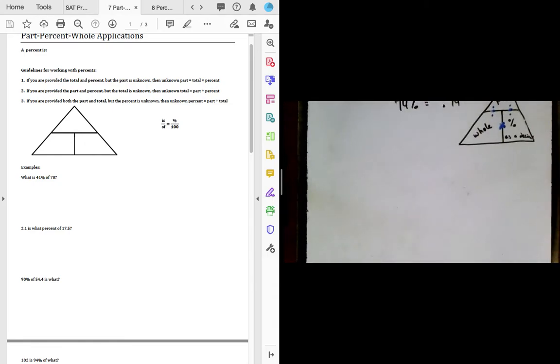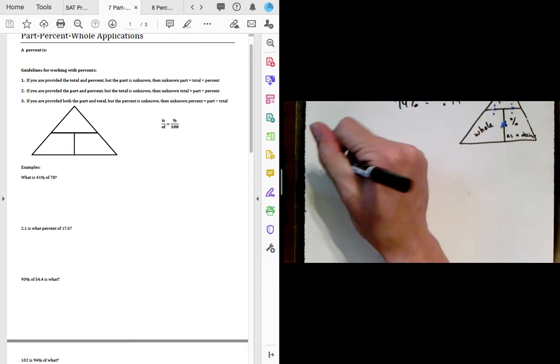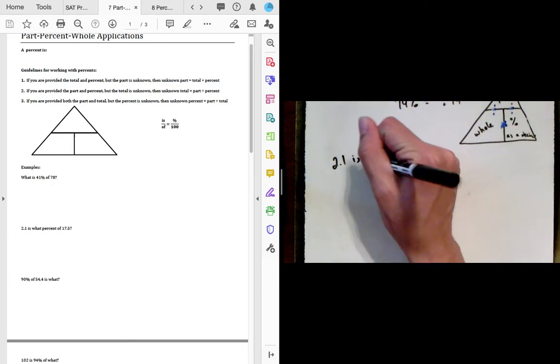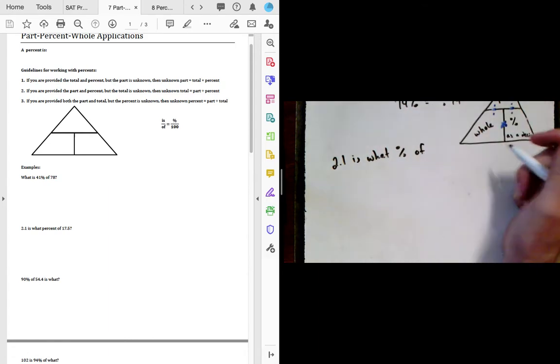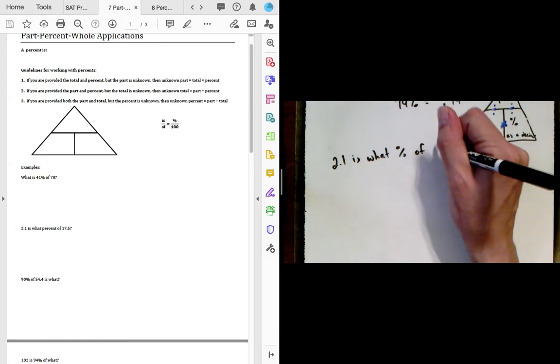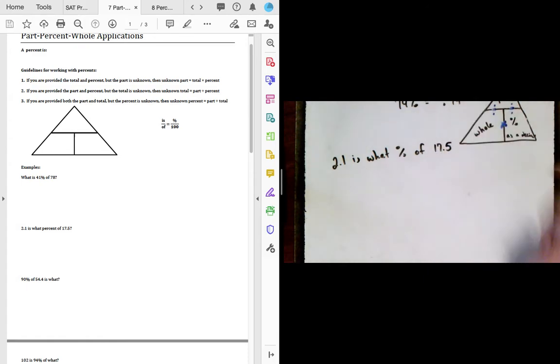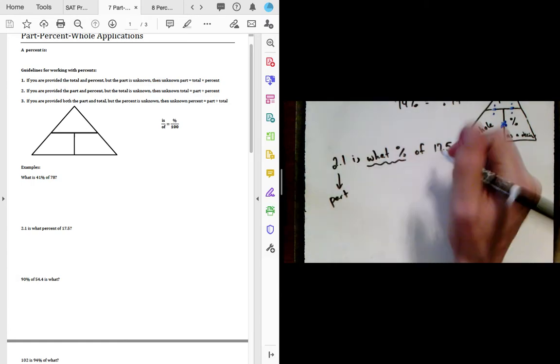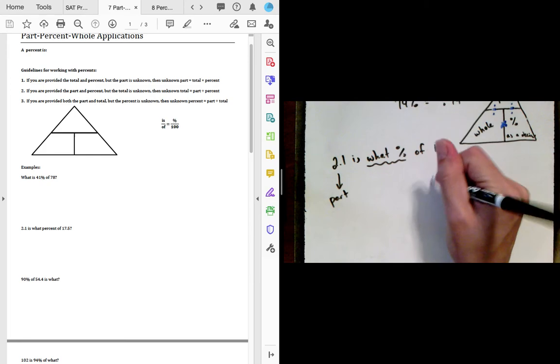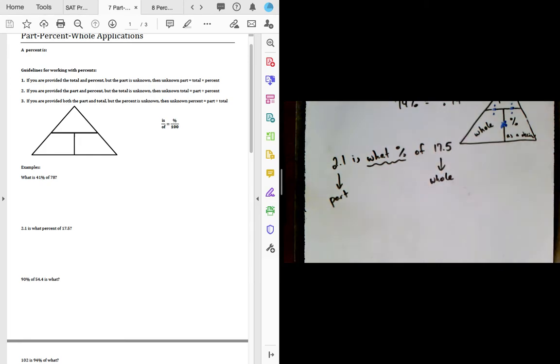In the next one, it says 2.1 is what percent of 17.5? So here we're looking for the percent. We don't know what the percent is. We have a part and we have a whole. The 2.1 in this case is our part. It's just a portion of it. And then the whole, or the total amount, would be our 17.5.